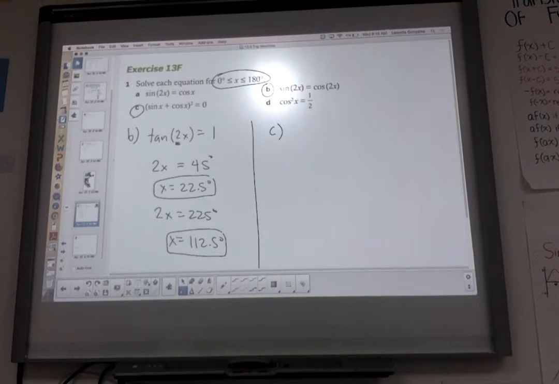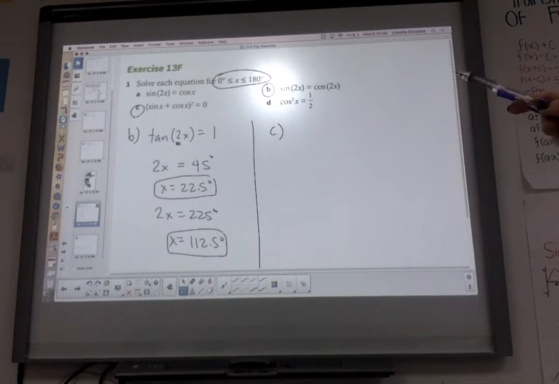Let's try it again and see what happens. If we go around again, that would be 360, and half of that is going to be 180. So we stop.